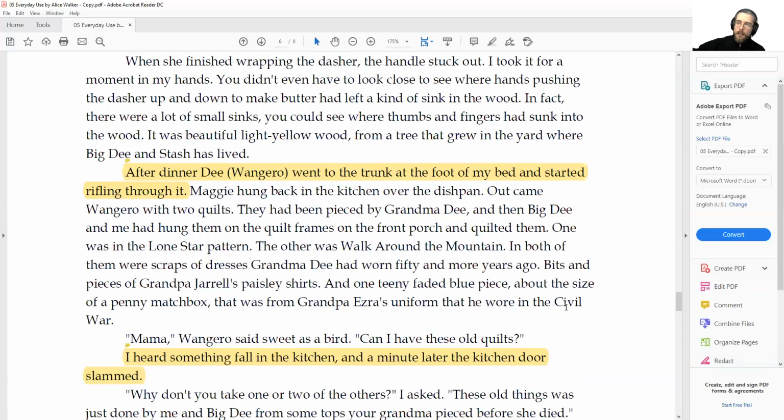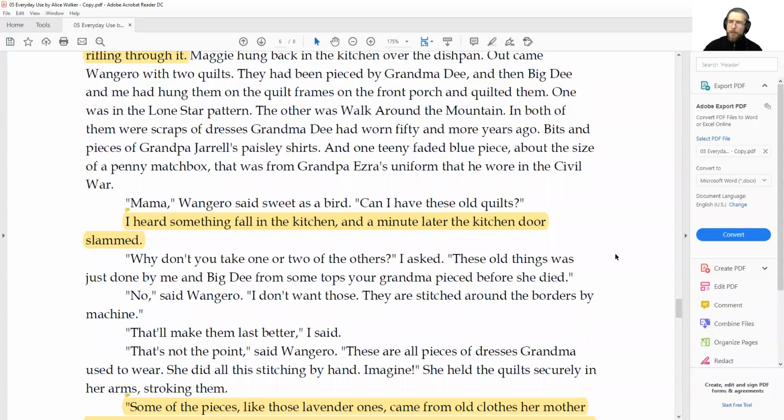Dee comes in and asks, but she's not really asking. She thinks that she deserves them. She thinks that she's entitled to these quilts, just like she's entitled to everything else. That's why she just goes rummaging about in her mother's belongings. And the mother tries to convince her not to take these quilts that were sewn together by previous generations, her grandmother. The quilts here represent that connection to the family.